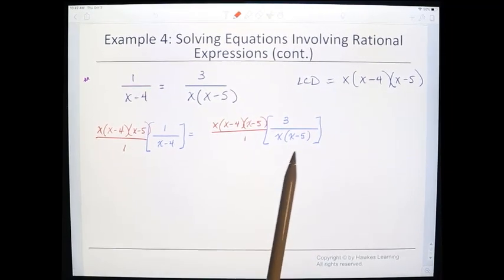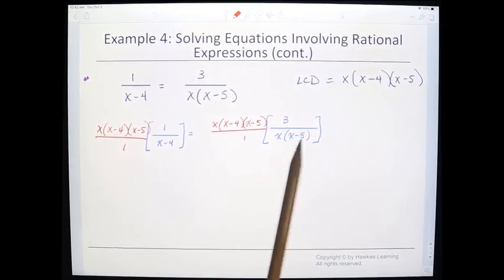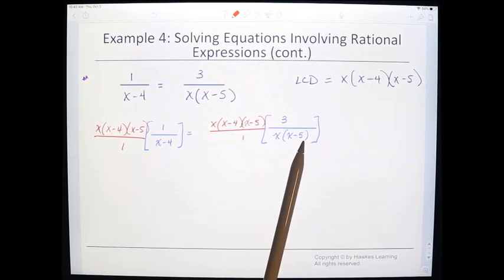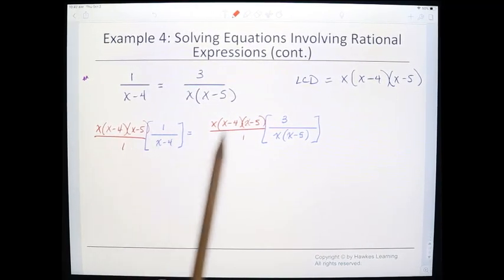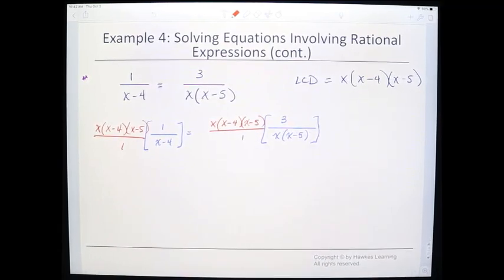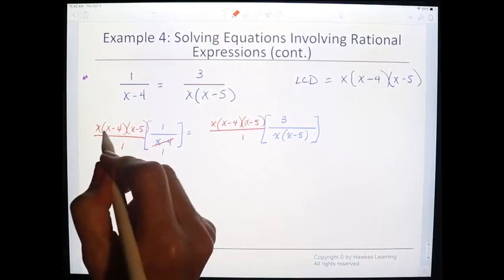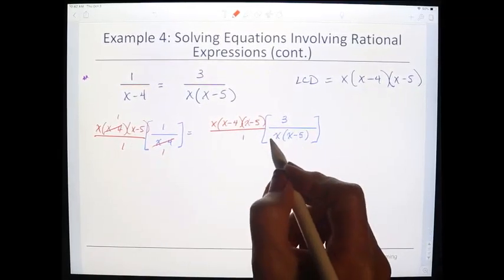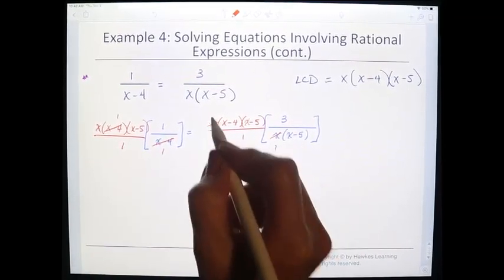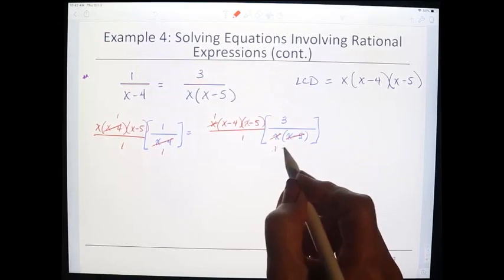Okay, so the stuff in blue is the original equation, factored form in the denominator. The stuff in red is that LCD placed over 1, and now I'm ready to do my cancellation, because again, the reason we did this was to eliminate these denominators.